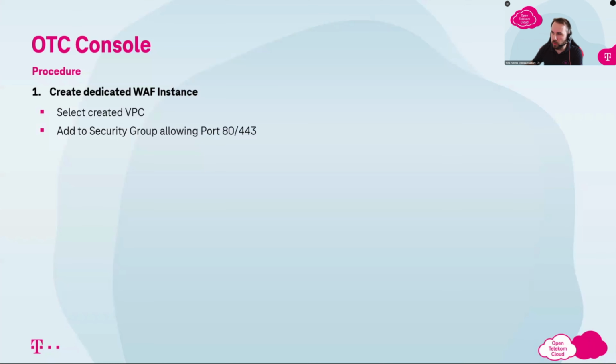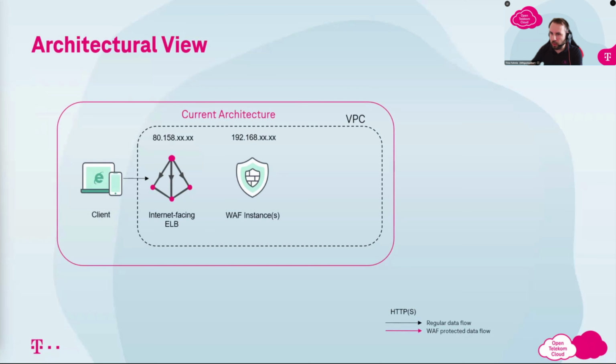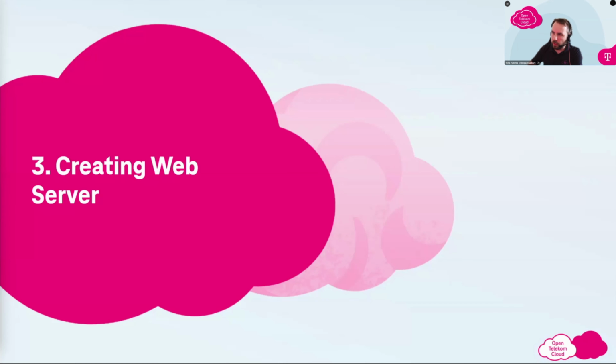So we have created this one, or basically it is in creation, meaning if we now go to our overview, we have the ELB and we have the WAF instance, which is in creation. You already see the WAF instance has a private IP address, which we will need later. As a next step is then creating a web server to have one example where we can send the request to.